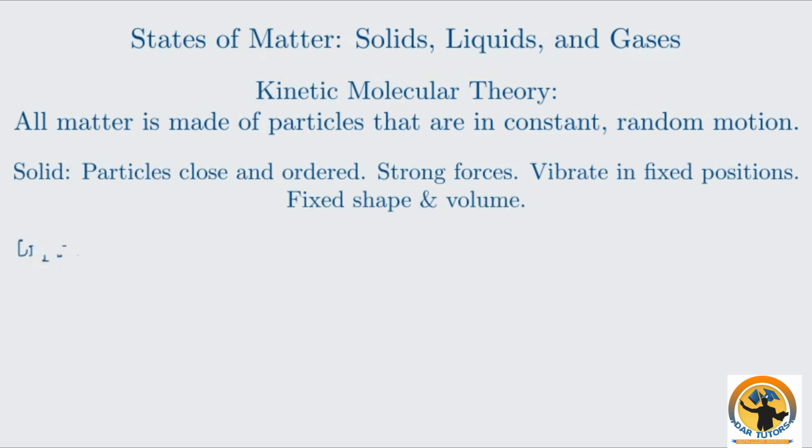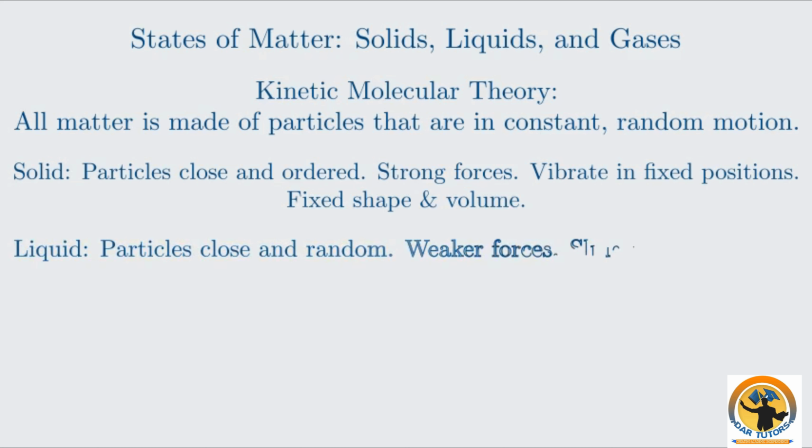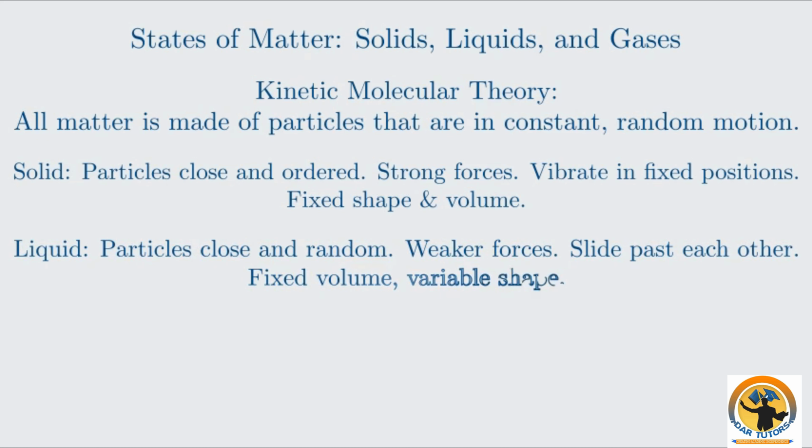In a liquid, the particles are still close, but they are arranged randomly. The forces of attraction are weaker than in a solid, allowing particles to slide past each other. This gives a liquid a fixed volume but a shape that takes the form of its container. Like solids, liquids are difficult to compress because their particles are still in close contact.